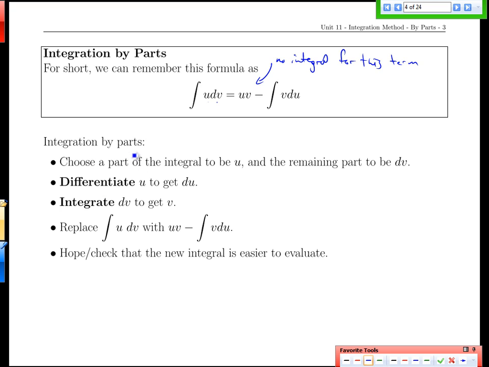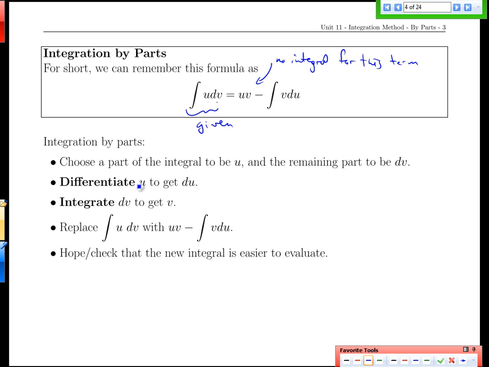How does it help us actually evaluate integrals? Well, we're going to take what we were given, so this is our given integral. We're going to designate part of it as u and the rest of it as dv. So this is not substitution. In substitution, we can pick just one part as our substitution and then move forward. Here we're going to have to take the entire integral that we're given and break it into u or dv. Every part has to go into one or the other.